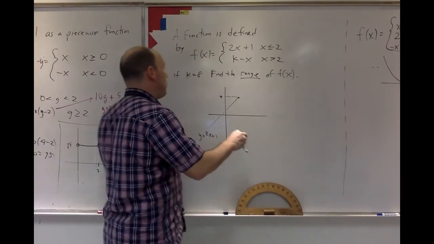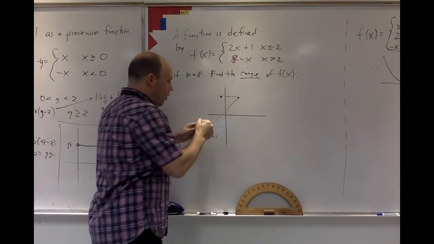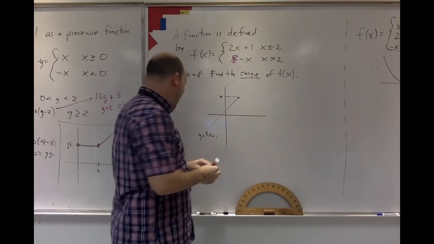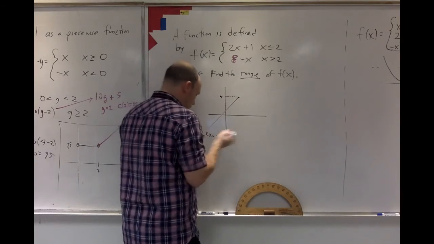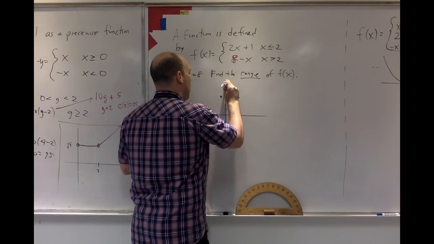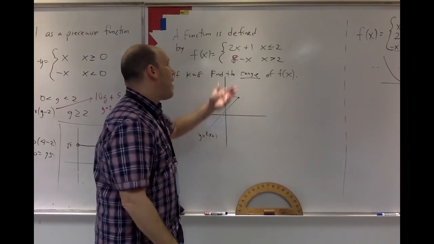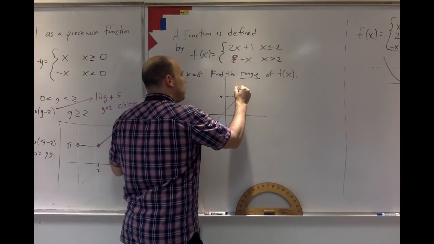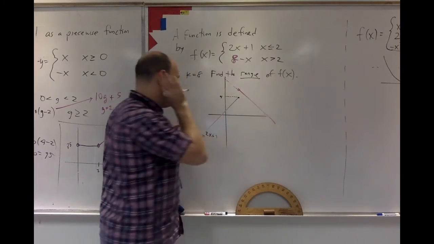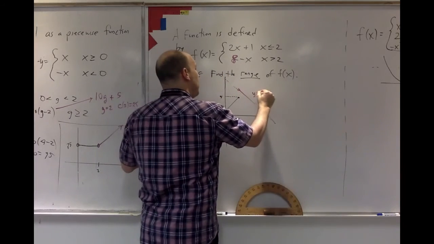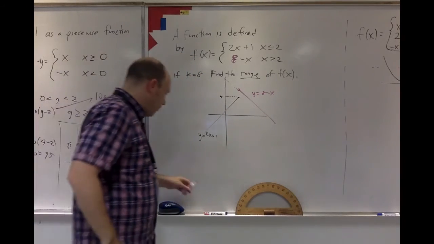Okay, what's going on? So if k equals 8, I know that I have a line, and I know it's decreasing, and actually I know that the y-intercept is at 8, right? Is this continuous? Well, when x equals 2, this is 6. So I know this is y equals 8 minus x. So the question is, what is the range of this function?